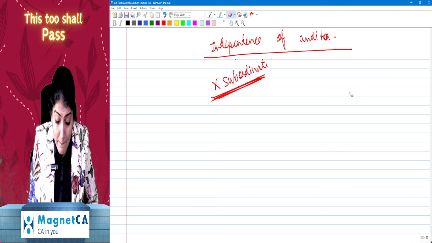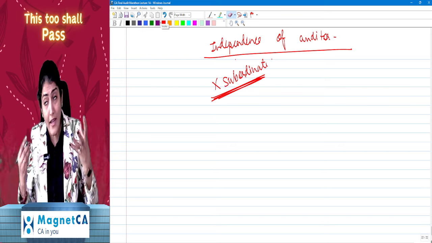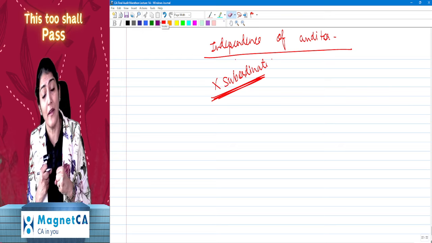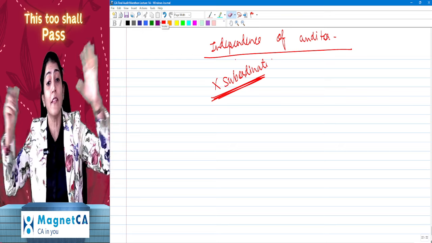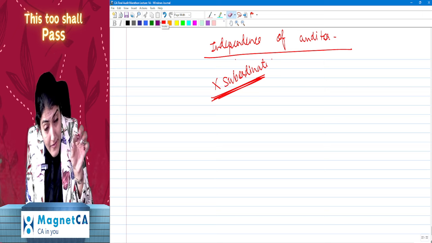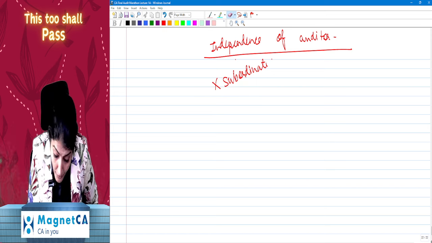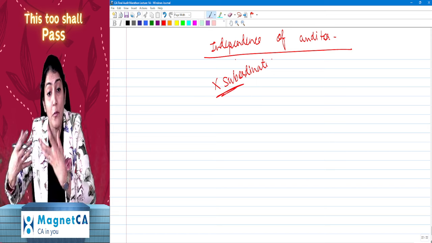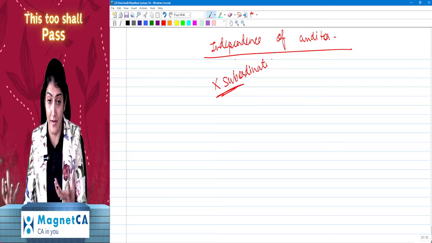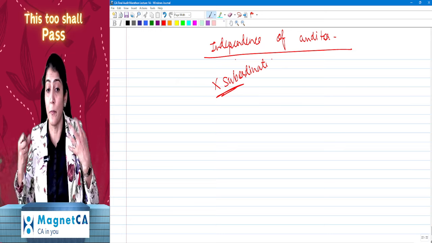Independence is the keystone. Why does an audit report have so much value? If an auditor says true and fair, the world believes in it. They know that the auditor is independent, that he has not subordinated his decision making to the wishes or directions of another person. He has formed an independent opinion.